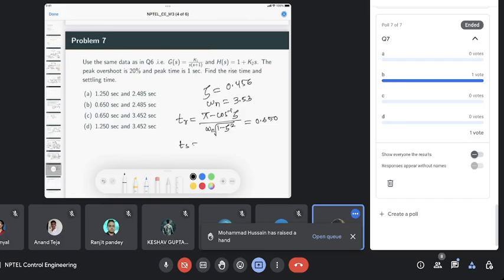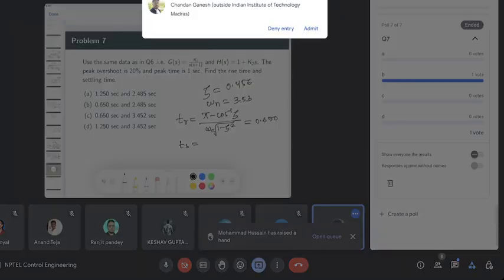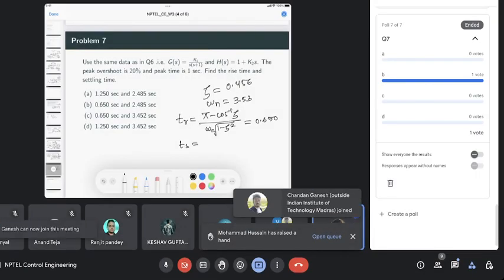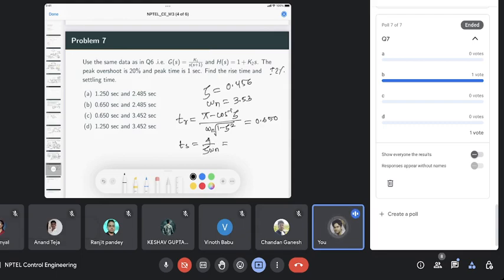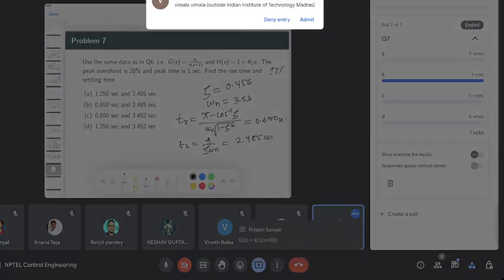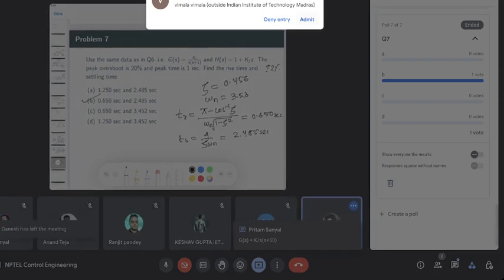And the settling time. Okay, for 2%, I have not written that, plus or minus 2% tolerance. So it is 4 by zeta omega n. So you can just calculate that again. It is something like 2.485 seconds. Okay, so we have B. This is the correct answer.